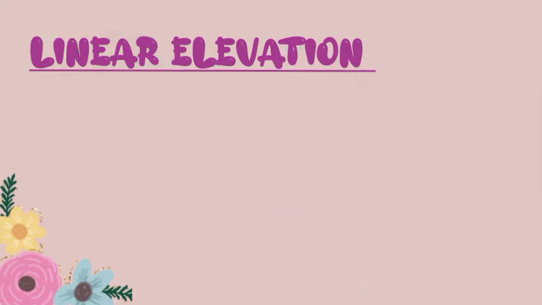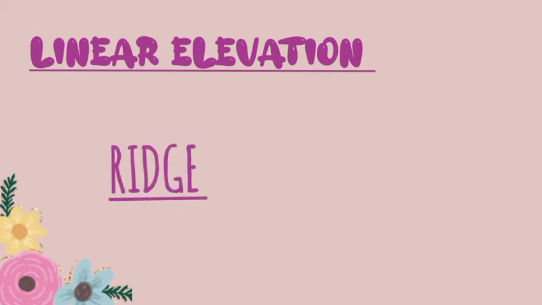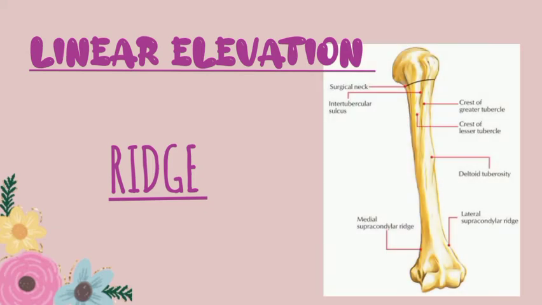Now the next term is a ridge. The ridge is a rough elevation that is stretched along the surface, and it is something that is non-articular in nature. If you take a look over the distal end of the humerus, you guys can see something labeled as a medial supracondylar ridge and the lateral supracondylar ridge.